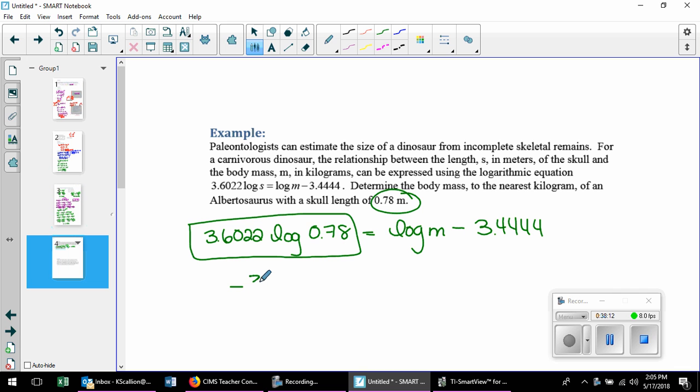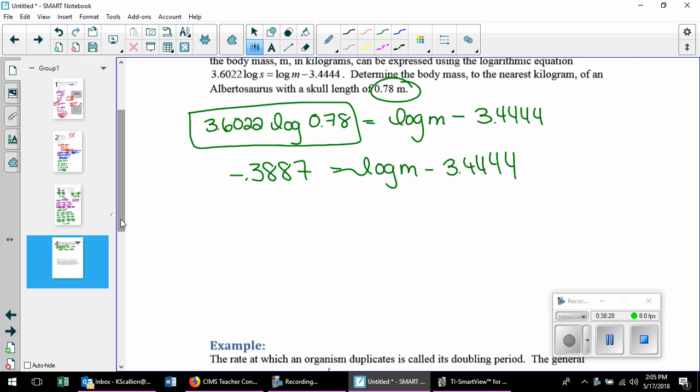So this is negative 0.3887 equals log m minus 3.4444. I don't want to jinx it, but my things are working pretty well today. Okay. What do I do? What am I bringing to the other side? I'm bringing that constant over to the other side. So what am I going to get?